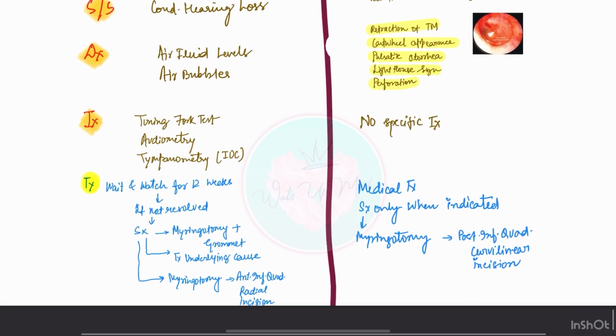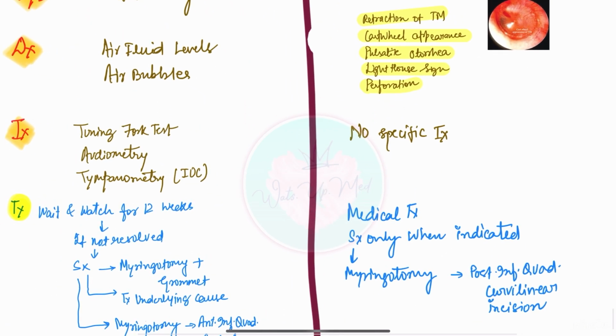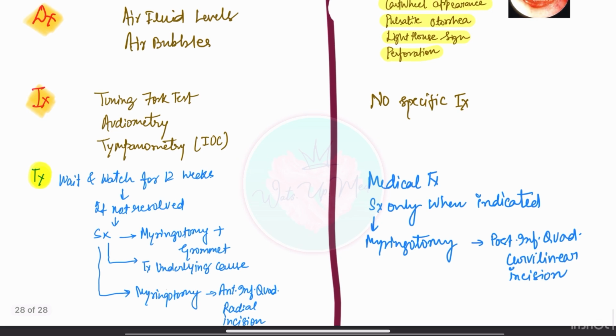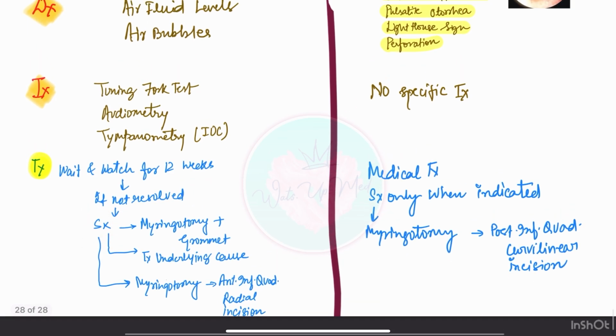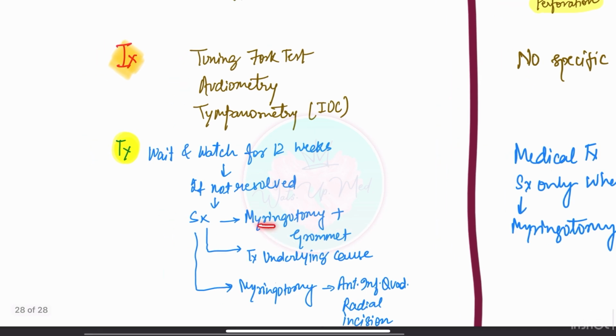Okay. Now we'll come to the discussion of the treatment part of SOM and ASOM. So for SOM, since it is not infective, we will opt for wait and watch for 12 weeks. You should remember the time period. After that, you should not wait. If even after 12 weeks of observation the disease is not going, you are supposed to opt for the surgery, which in SOM is myringotomy with grommet. Okay, and along with that, we are supposed to do the treatment of the underlying cause. Also, the myringotomy is done in the anterior inferior quadrant, and the incision we do is radial incision.